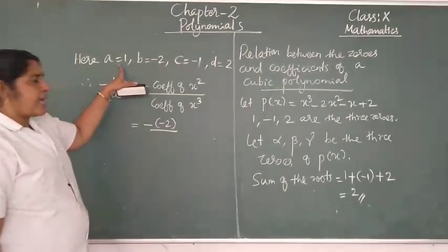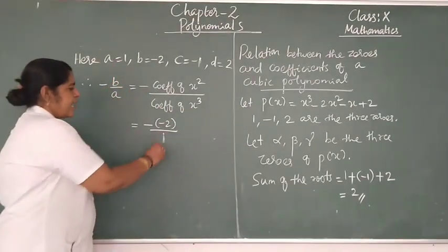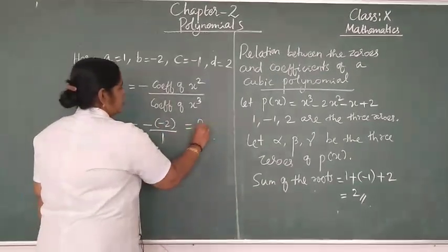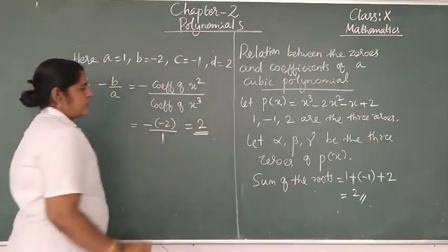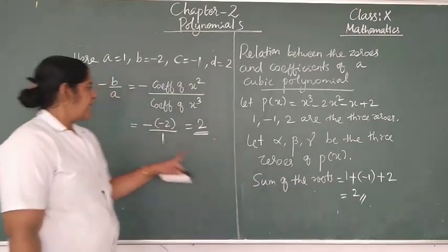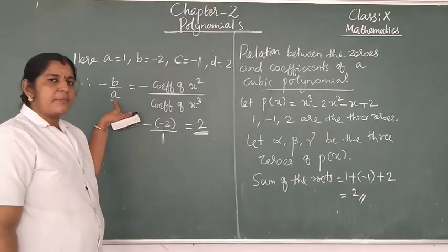What is the value of a? 1. So what do you get as the answer? Minus of minus 2 equal to 2. 2 by 1 is 2. So now you can see that the sum of the zeros came equal to minus b by a.